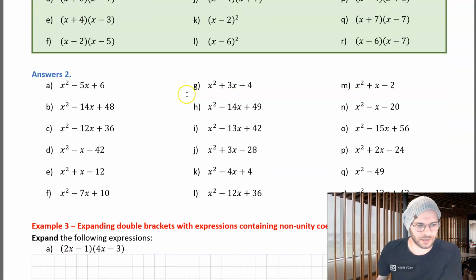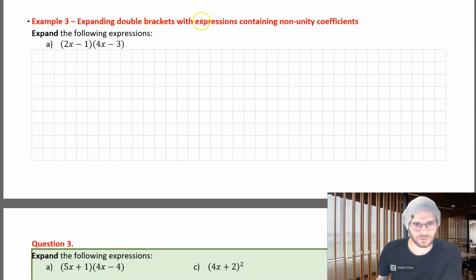Alright, example 3. Expanding double brackets with expressions containing non-unity coefficients. So big word there, non-unity. Non-unity means something that's not 1. So it could be 2, it could be 3, it could be negative 27, it could be x. So it just means not 1. And coefficient means the number in front of the variable.